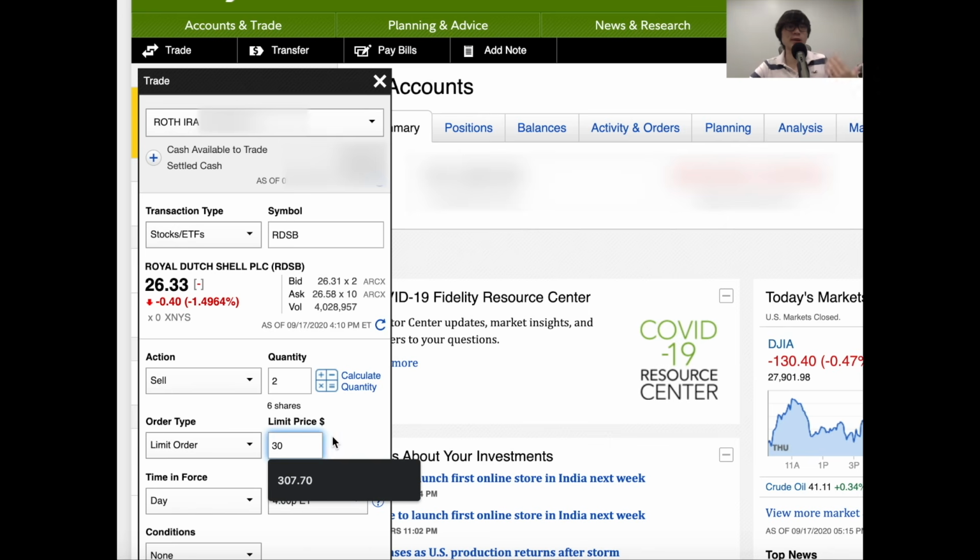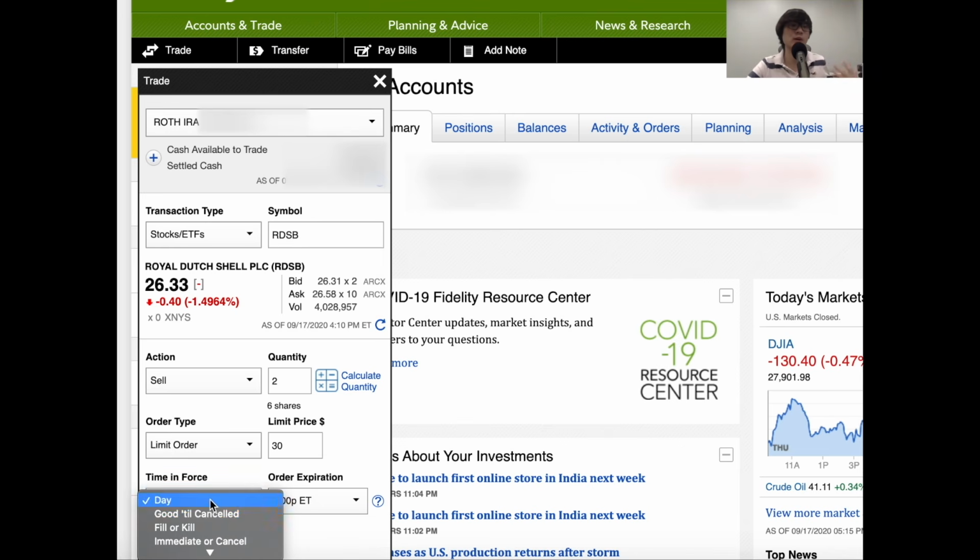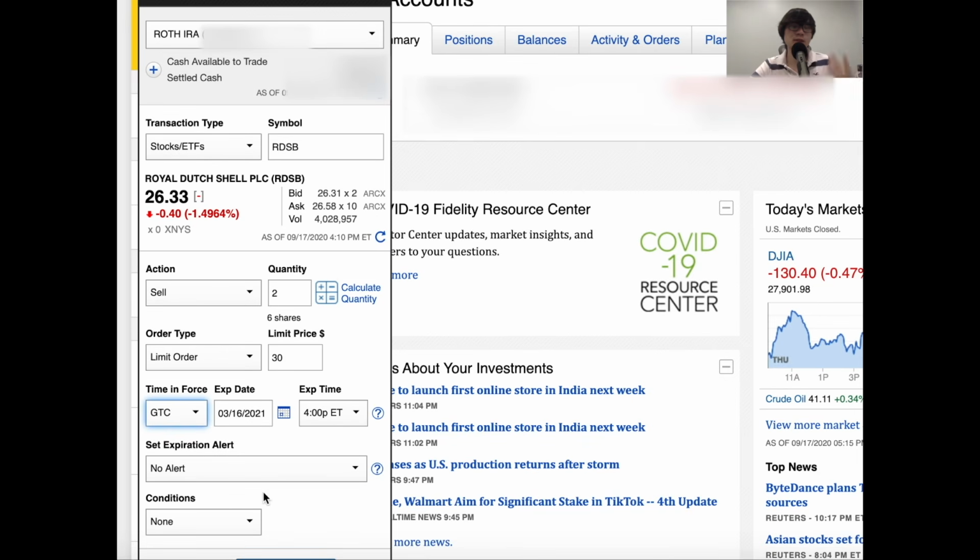I want to say, okay, if Shell goes to $30 anytime, if I choose day in force, that means it's going to cancel the same day. But if I want it to last forever, like if Shell hits $30, I'll cash out, I'll take my money right away. Then I'll just switch to good till cancel, and boom, everything's good to go.